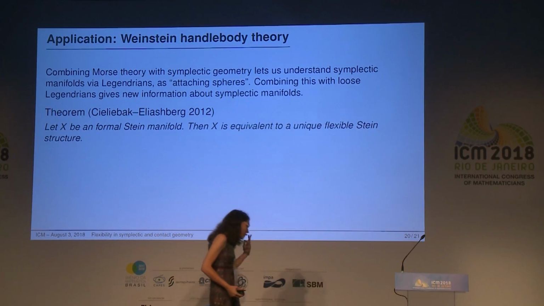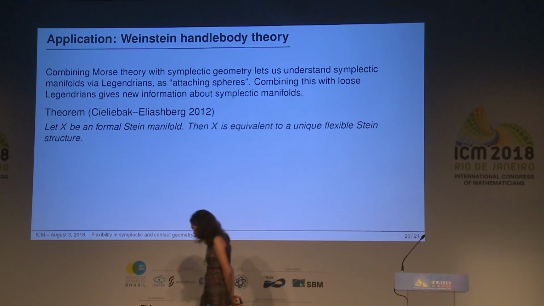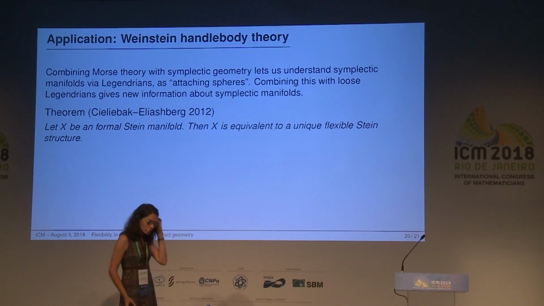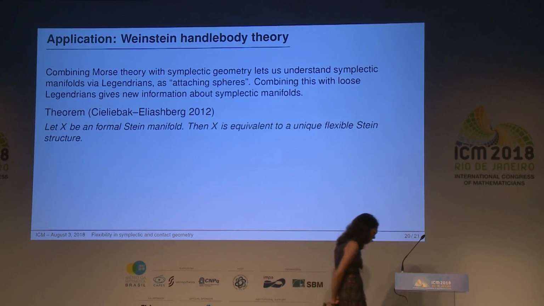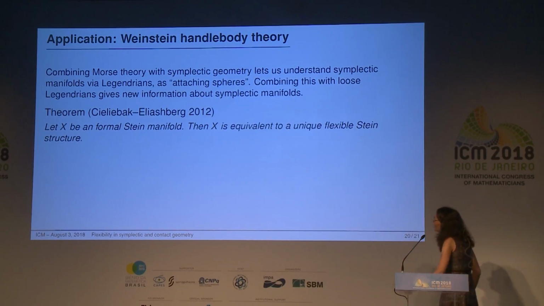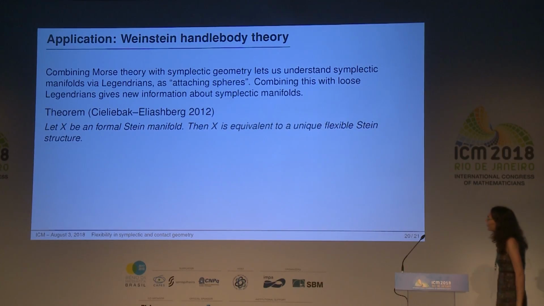Now, because these handles are attached along Lagrangians, well, Legendrians in this contact boundary, I can ask what loose Legendrians do for me here, and that gives a corresponding theorem. This is the notion of Stein flexibility, which is due to Cieliebak and Eliashberg, and it's a classification of them, though maybe things aren't defined well enough to really get any content out of this.